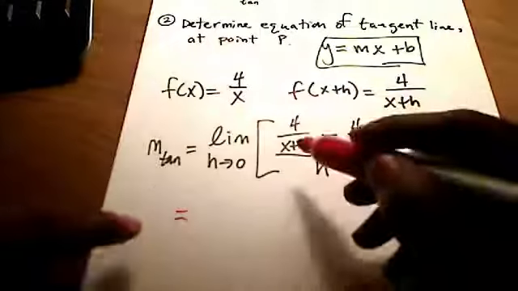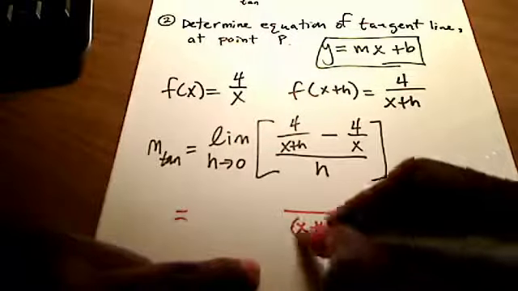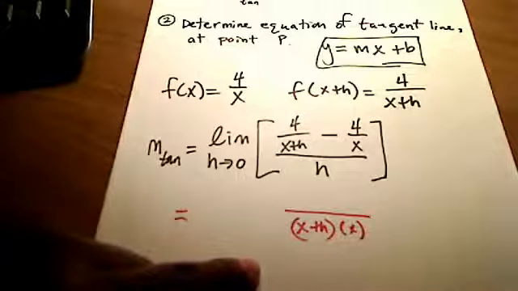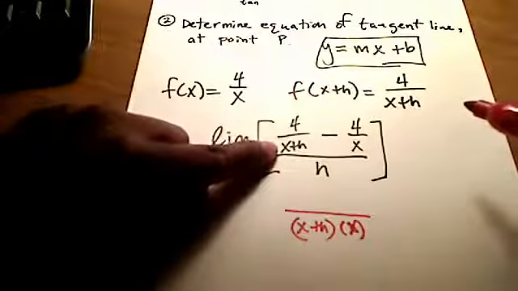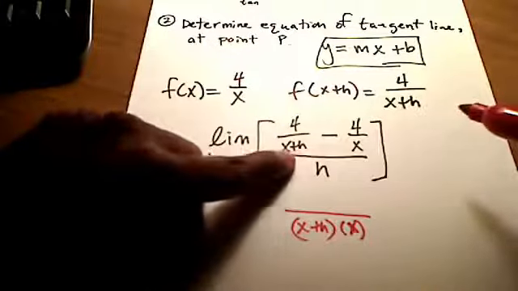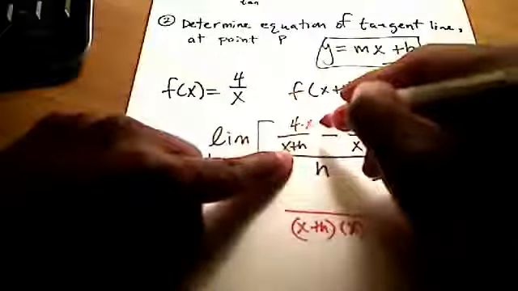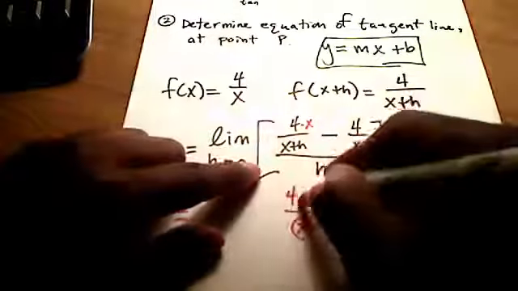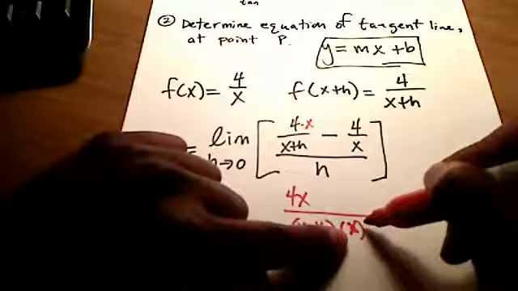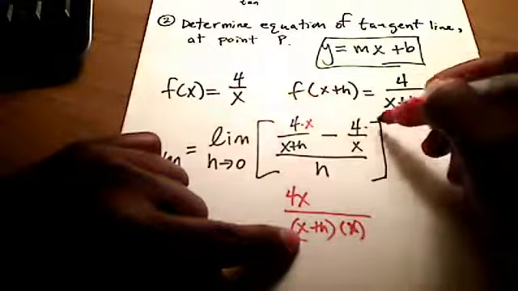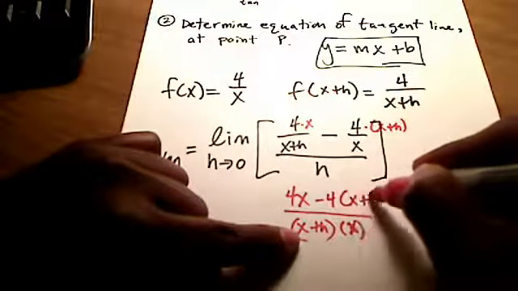My LCD is going to be, how about both of them? x plus h and x. So it's going to be both of them. And since this first denominator doesn't have an x, all it has is an x plus h, it's missing just the x. I'm going to multiply the top by x as well. So my new numerator is 4x. This denominator already had just the x, but it was missing the x plus h, so I'm going to multiply its numerator up here by x plus h, and so I have 4 times x plus h.